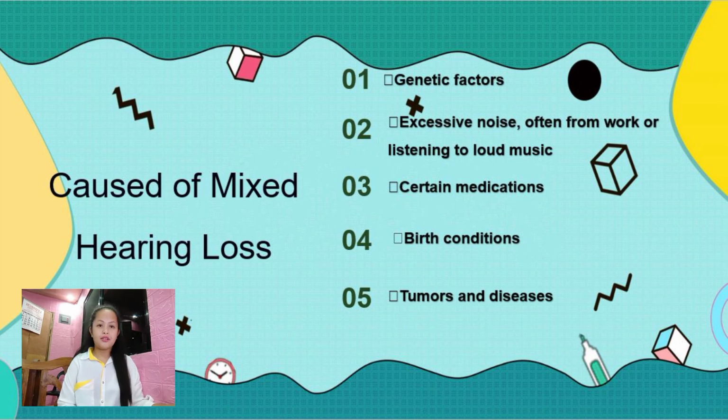Causes of mixed hearing loss. First is the genetic factors. 50% to 60% of hearing loss in babies is due to genetic cause. There are also a number of things in the environment that can cause hearing loss. 20% or more of hearing loss in babies is due to environmental cause, such as maternal infection during pregnancy and complication after birth.